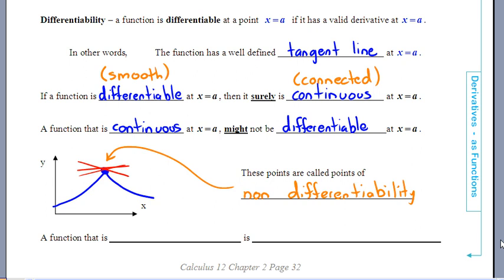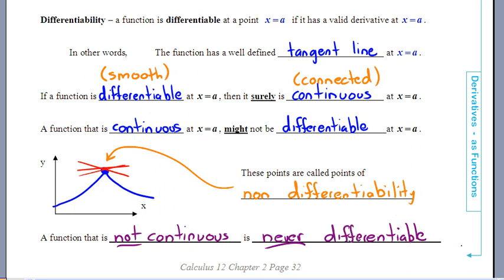And this last issue, if something is not an animal, it can never be a cat. You can read that this way. A function that is not continuous is never differentiable. That's a rule. You have to be connected in order to be smooth. You cannot be smooth if you're not connected. That's the end of the theory.